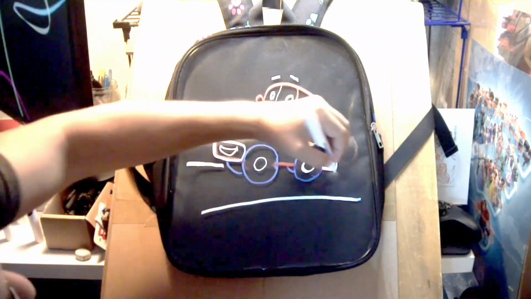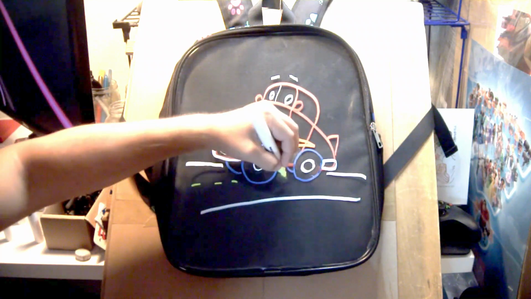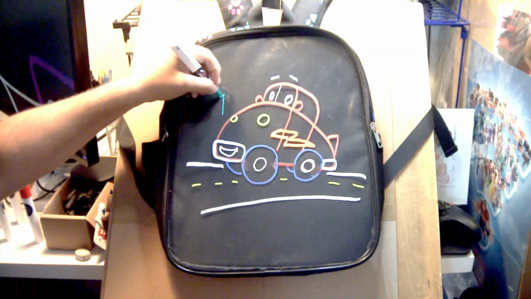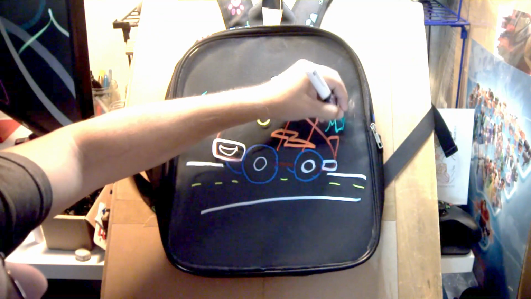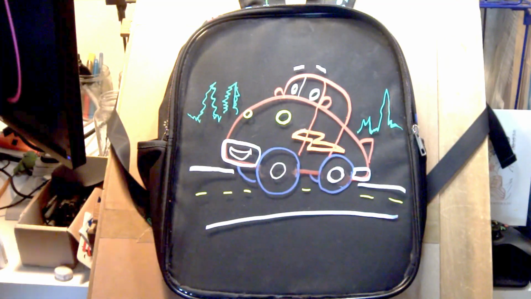And then go ahead and I can draw the road. Draw the little lines on the road. And let's see what else here. Okay, yeah, let's draw some trees, driving by. And there we go. We got our car.